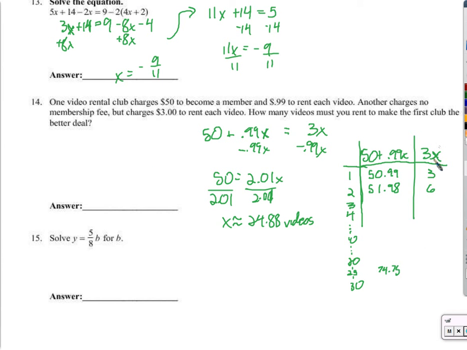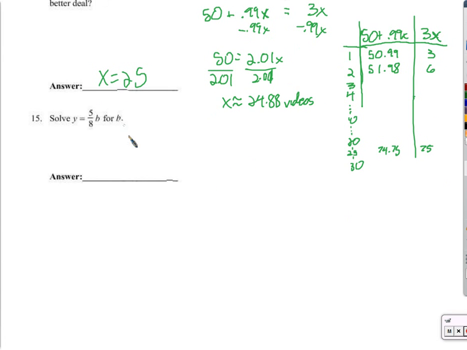74.75. In this place, 3 times 25, that's pretty easy. That's going to be 75. Right? So they just switched, just barely more expensive here, 25 cents more expensive at this place. But after that, it's always going to be more expensive after 25 videos. So 25 videos. That's the x that makes the first place a better deal.